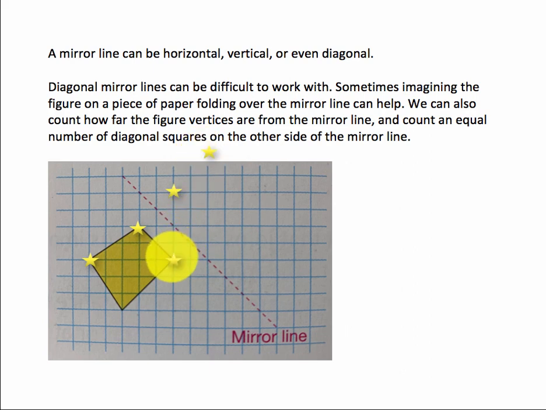And then this one, you can see it's 1 square away, so 1 square away on the other side. And this one, if I counted the squares, would be 1, 2, 3, 4 squares away. So I'd go 1, 2, 3, 4 squares, put a dot, and you just connect those 4 dots, and you'd have your reflected image.